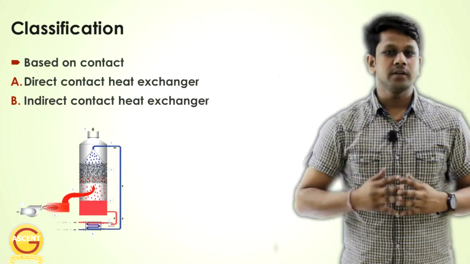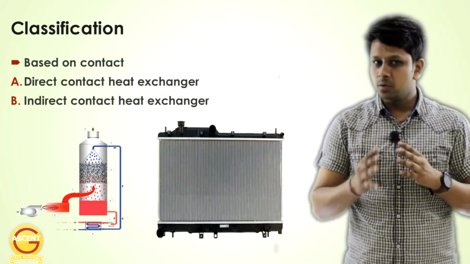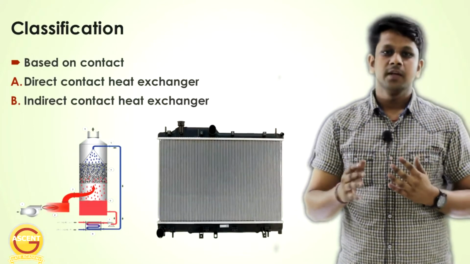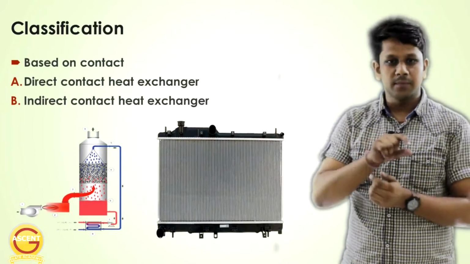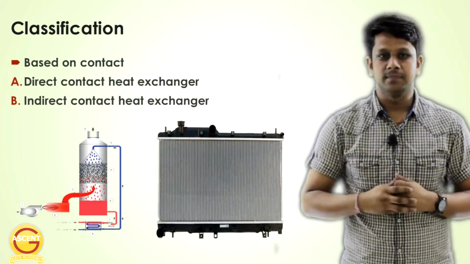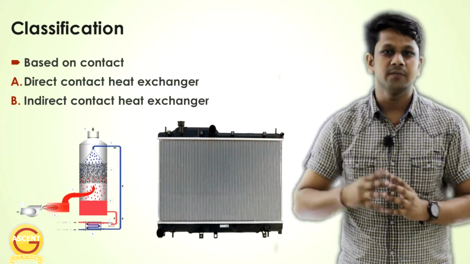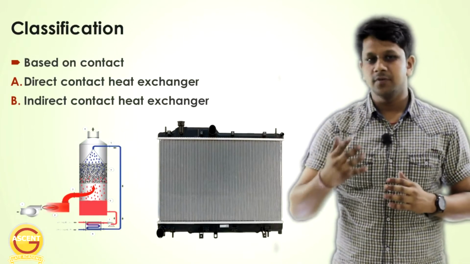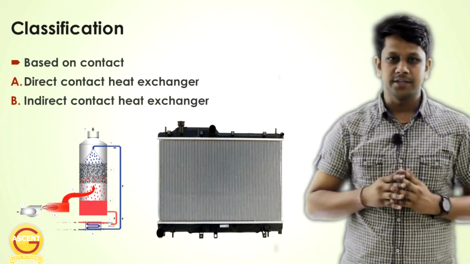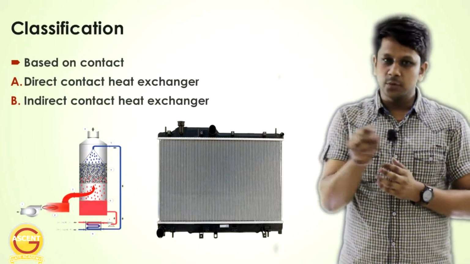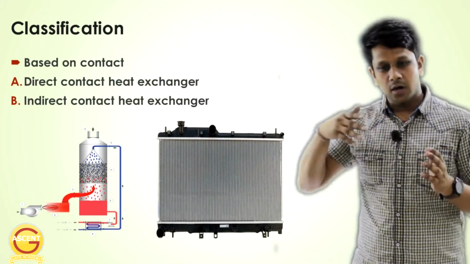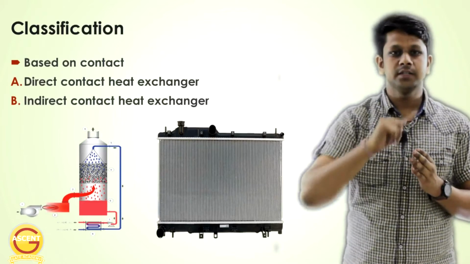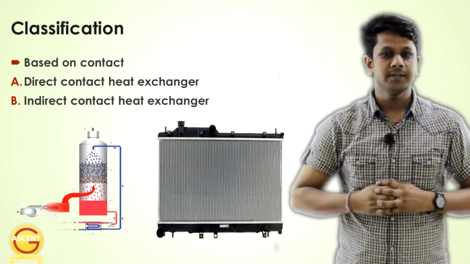But in an indirect contact heat exchanger, there will be no mixing of cold and hot fluid. Both will flow in different pipes, or a pipe and a shell, as we have seen in the shell and tube type of heat exchanger. So an example of an indirect type of heat exchanger is our car radiator, in which inside the tubes the coolant flows and outside the air goes and it cools the fluid, right?